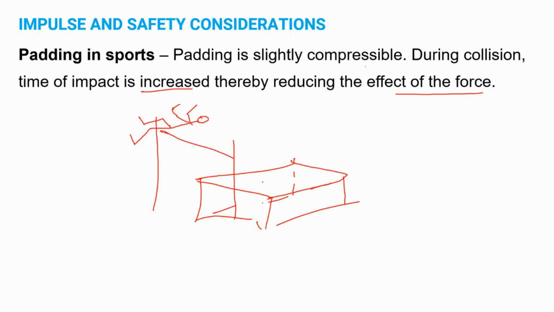But just imagine if the sponge was not there and someone hits the ground. The time of impact is greatly reduced. And then when the time of impact is reduced, the force is what is increased. Remember, net force and time are inversely proportional. If the time is very small, then the net force is very high.